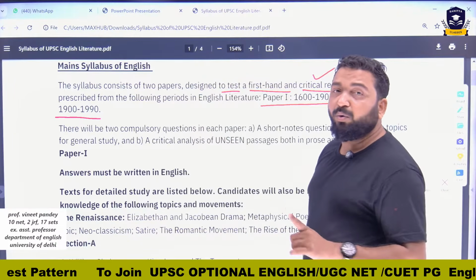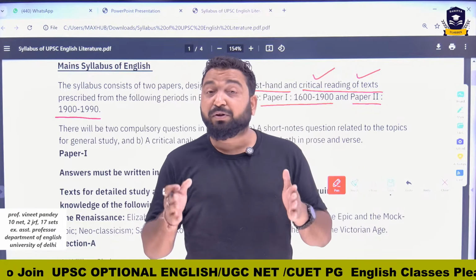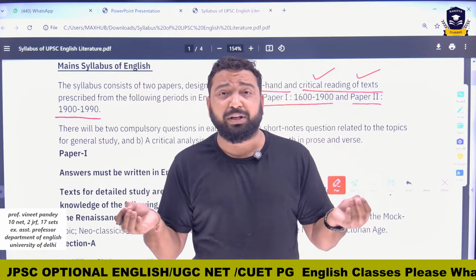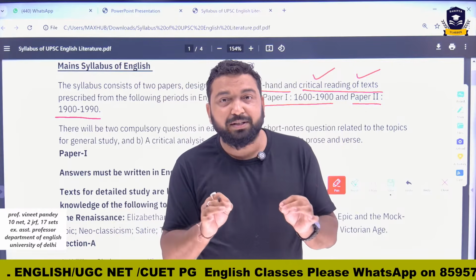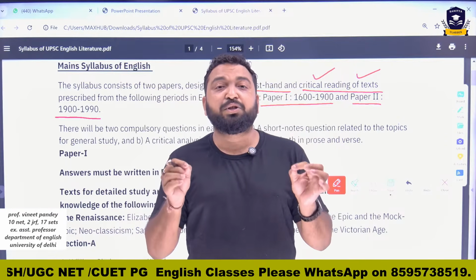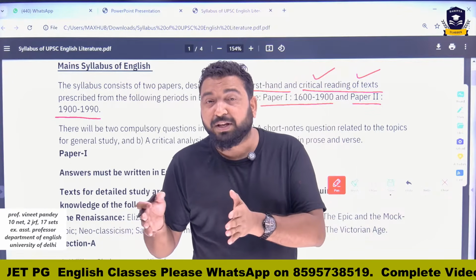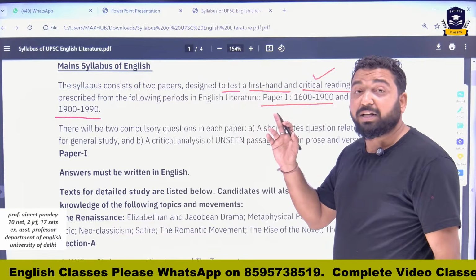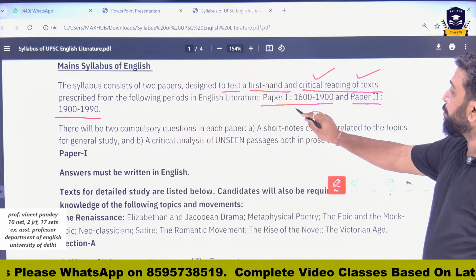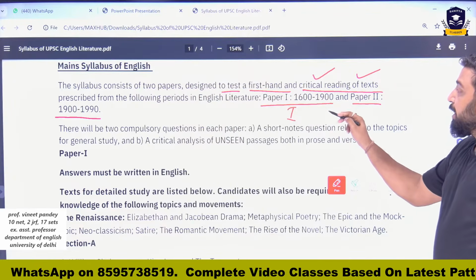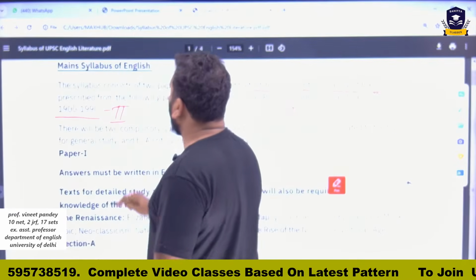Do you just read only for story purposes, or do you actually understand literature? Because literature is not merely some story, some poetry, some drama. It has hidden messages. So do you understand those hidden messages? What is your standard of comprehension? Do you have comprehending qualities? So they are trying to test the skill of how good your critical evaluation is. And there are 2 papers. Paper 1, 1600 to 1900, and Paper 2, which is modern and postmodern.